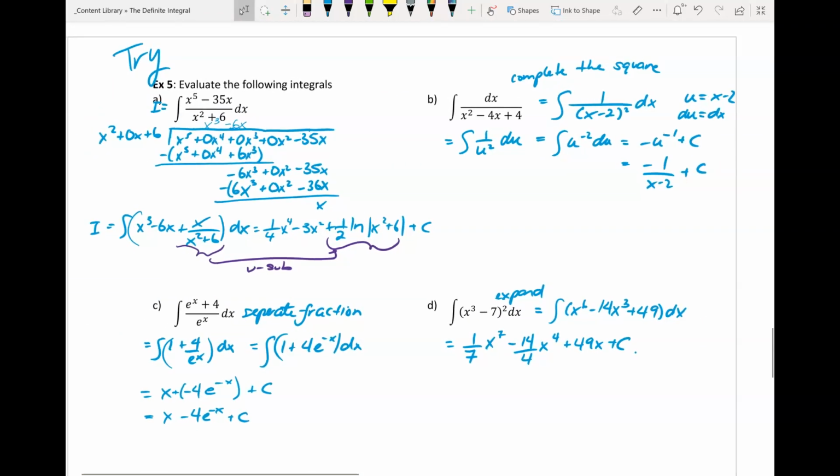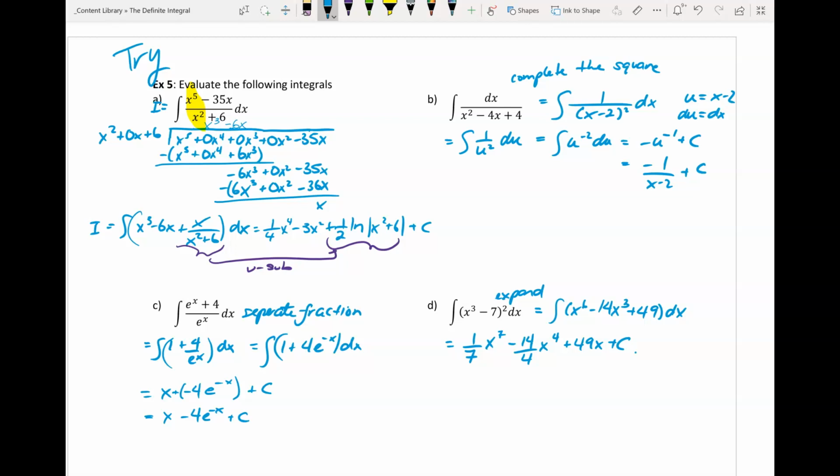Okay, here are your solutions for example 5. For A, you're going to use long division so that you can get x cubed minus 6x plus x over x squared plus 6. So you know to do that because if you take a look at the powers, we have a higher power in the numerator than in the denominator. Then once you divided and replaced your original integral with the divided integral, you're going to use your power rule and reverse it for the first 2 terms, and then for the last term you're going to use U-sub.